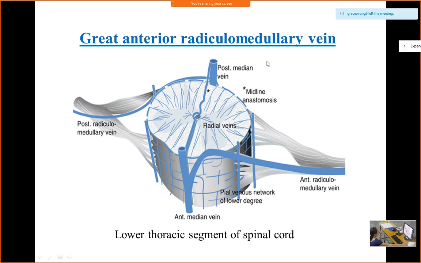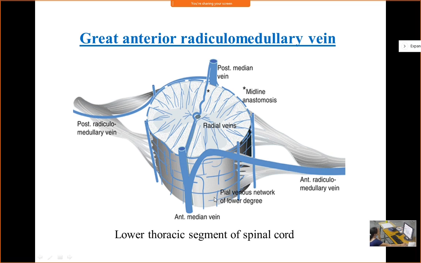Great anterior radiculomedullary vein, that is the GARV. Great anterior radicular medullary vein. Now it is present in the lower part of the thoracolumbar segment. In that segment, at the 11th or 12th thoracic segment, there is one artery present, known as the arteria radicularis magna of Adamkiewicz.